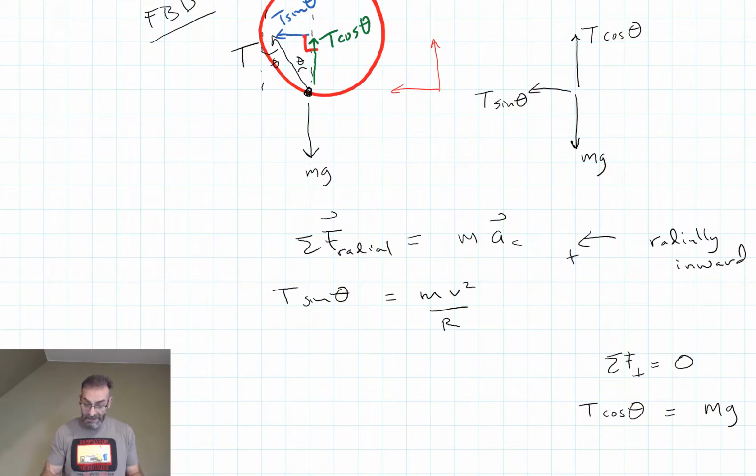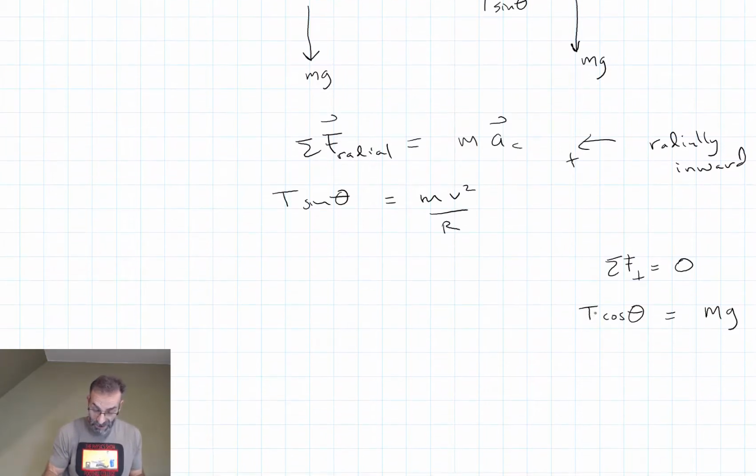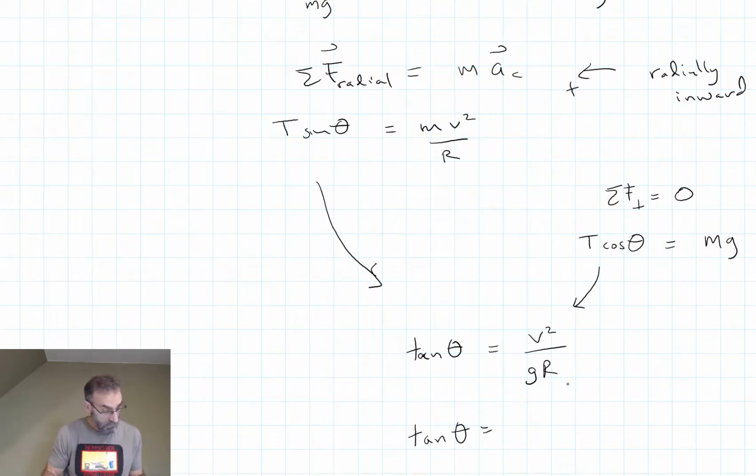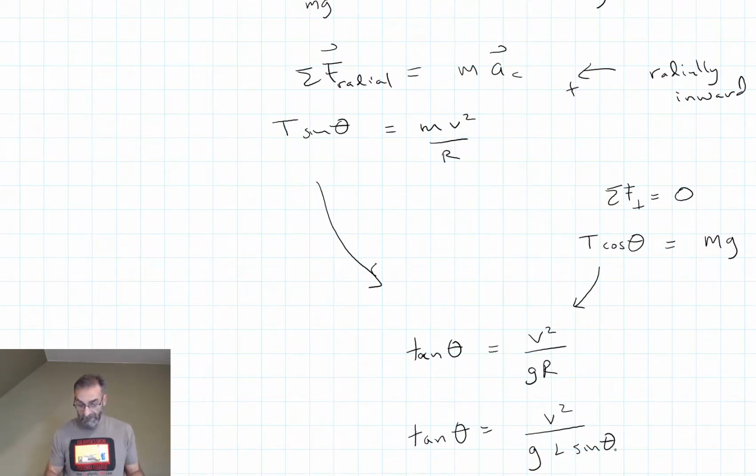So from this and the other equation, I can combine those two equations and I get the tangent of theta is v squared over g r. And r is L sine theta. And if I was given L and theta, I could get v from there.